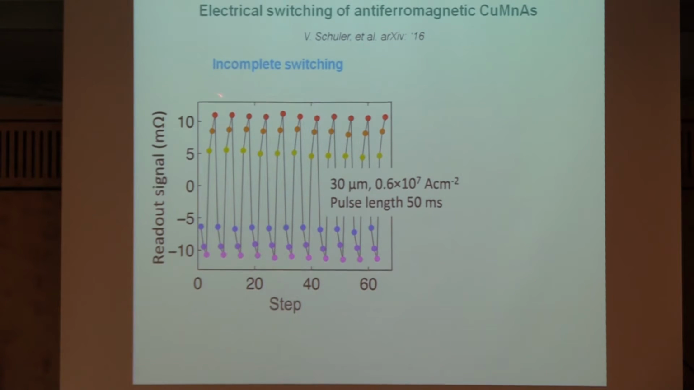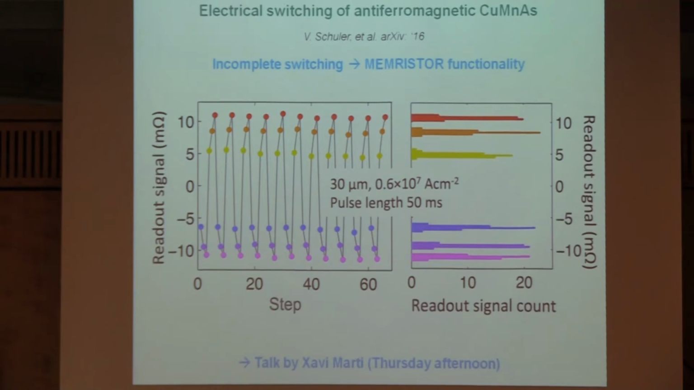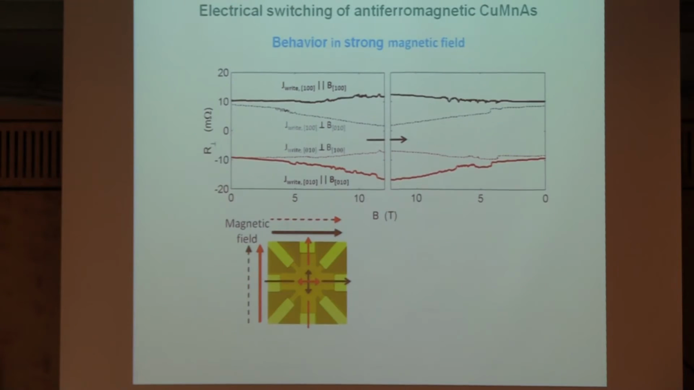But the reproducibility of those intermediate states might be interesting for some applications, and there will be a talk by Xavi Marti this afternoon, where he speaks about ideas to exploit those metastable, or not metastable, they are stable states, but incomplete switchings. For example, you can think this device has a kind of memristor functionality, or use it as counters, etc. So this might be quite interesting for applications.